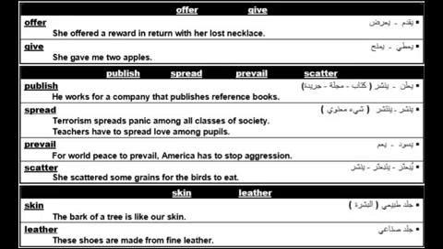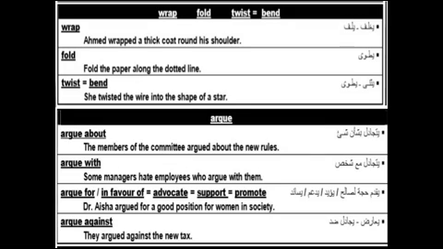Okay. What's the difference between wrap, fold, twist اللي هي equal bend؟ طيب تعالوا نشوف الأول wrap. Wrap، وأنا عندي ال W هنا silent letter، يعني you can't pronounce it. Wrap بمعنى يغلف أو يلف حاجة معينة. In an example: Ahmed wrapped a thick coat round his shoulder.